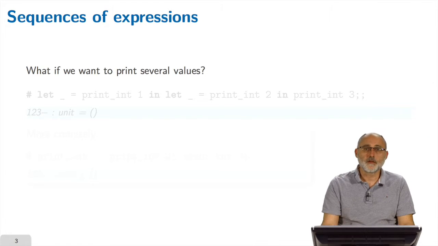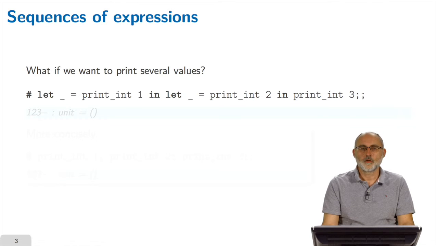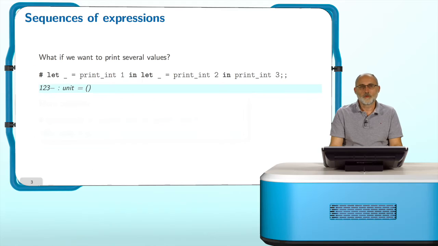Imagine you want to print several values one after the other. If I want to print 1, 2, 3, how could we write this with the syntax and the constructs we know up to now? Well, a possibility is this one. We can use a let construct to say, well, print int 1, and then drop the result, then print int 2, and then drop the result, and then the final expression is print int 3. And of course I get 1, 2, 3 on the standard output as I wanted.